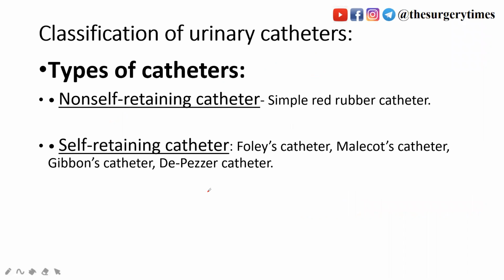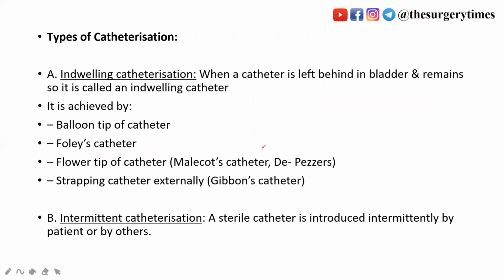So classification of urinary catheters: basically there are two types, one is non-self-retaining, one is self-retaining. After getting the catheter, you should describe it. What is the instrument? It is a two-way self-retaining Foley's catheter. Like that you have to describe. Non-self-retaining means it will come out automatically. These are simple red rubber catheters, whereas self-retaining catheters are mainly Foley's catheter, which is most commonly used, and it is of two types, two-way and three-way. Others are Malecot's catheter, De Pezzer catheter, and Gibbon's catheter. We will see the pictures in the next slides.